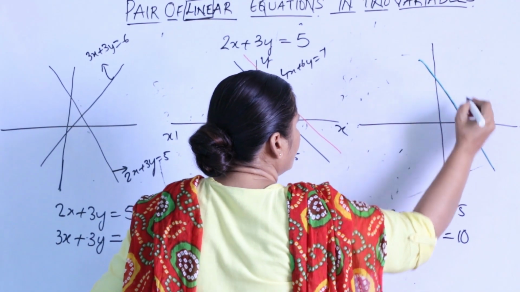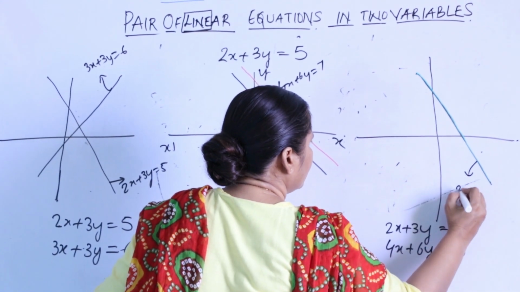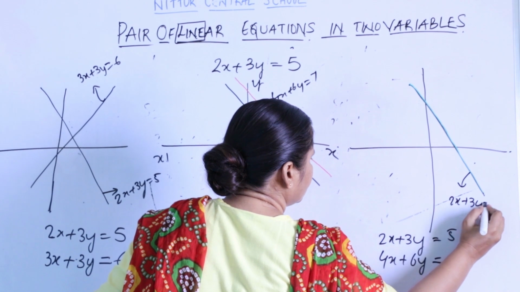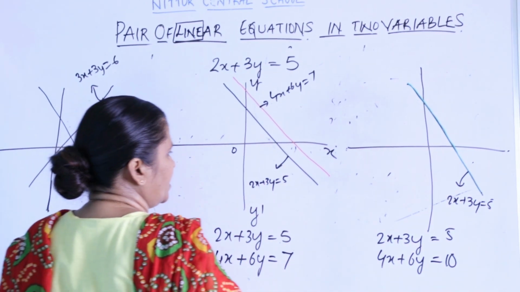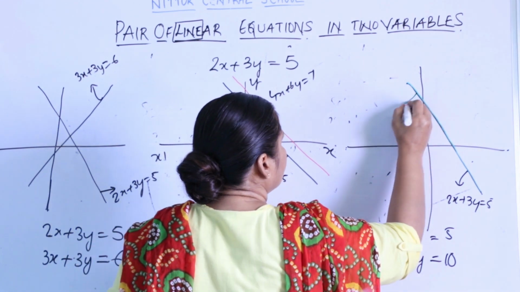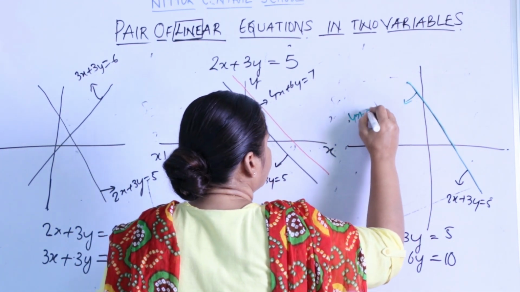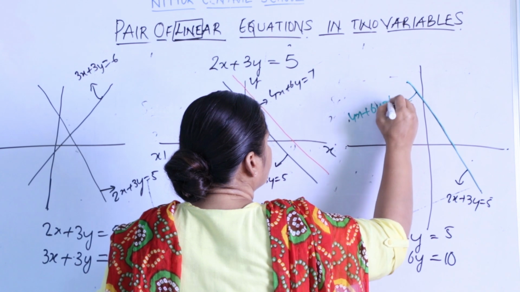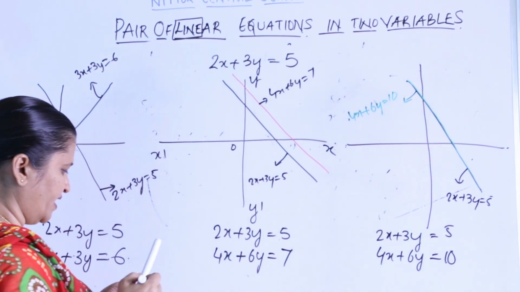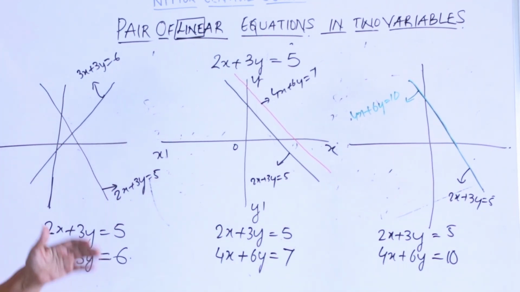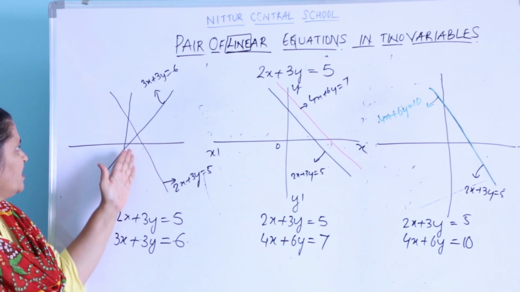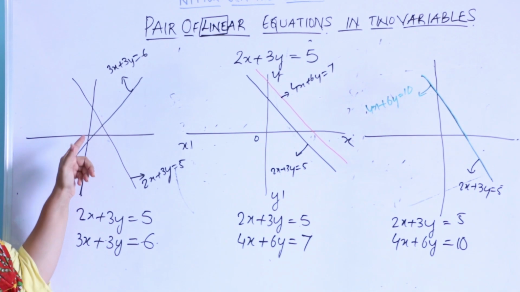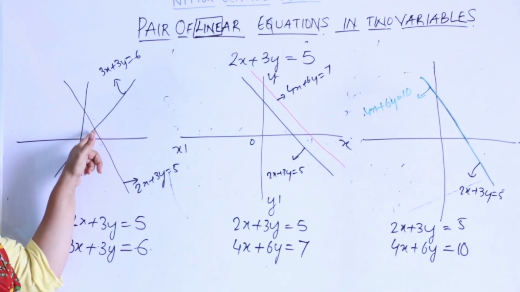So we have both the equations. One is our first equation, 2x plus 3y is equal to 5. And what is our other equation which we have plotted, which you have taken as example? 4x plus 6y is equal to 10.